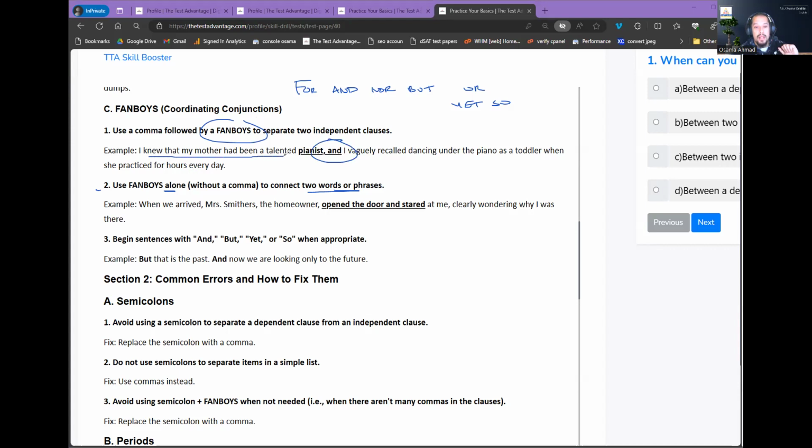I knew that my mother had been a talented pianist. I vaguely recall dancing under the piano. We have two independent ideas. But number 2, look at this. When we arrived, Miss Smithers, the homeowner, opened the door and stared at me. عمر ليه هنا ما نحطش comma؟ مش احنا قلنا comma fanboys؟ بس ليه هنا ما ينفعش نحط comma؟ Because you are connecting between two things. We're connecting two words. ممكن أبدأ جملة بالfanboys برضو, but you won't be tested on. هتشوفوها في paragraphs بس مش هيسألوا عليها. So third point is moot.